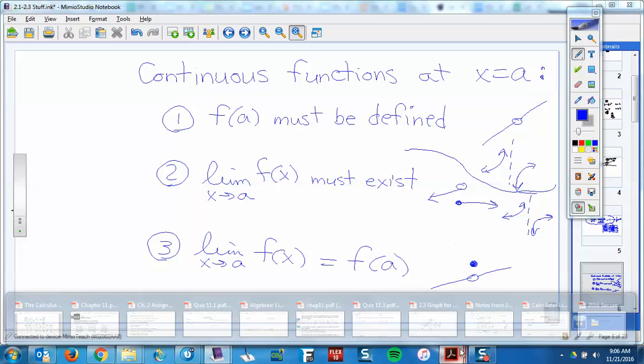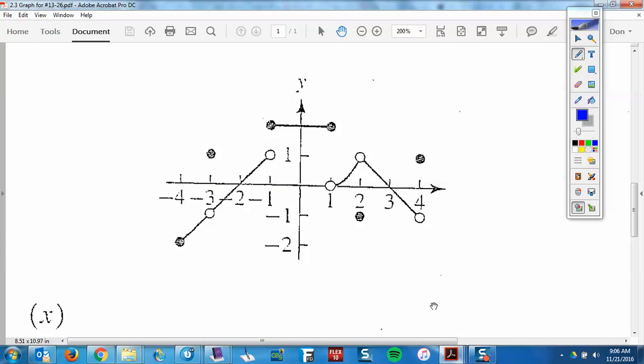So if we go back to this problem we had here, why is this discontinuous at -1? Clearly this is not continuous at a lot of spots. Everywhere it's not connected, it's discontinuous. Why is it discontinuous right here, at -1? The limit doesn't exist. It violates number 2. I don't want you to say it violates number 2. I want you to write the limit does not exist.